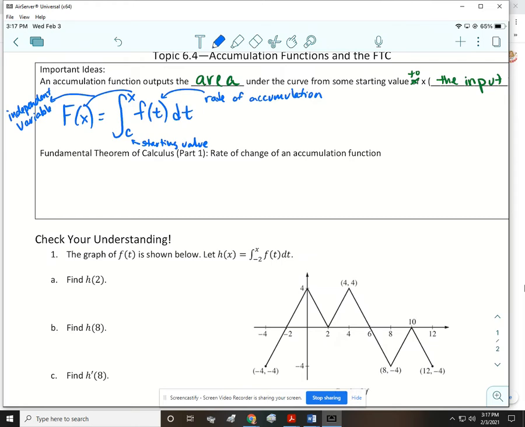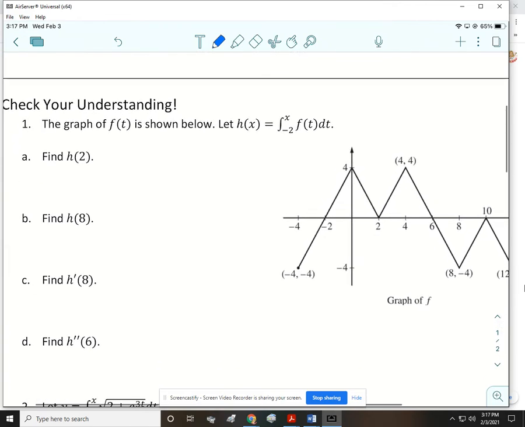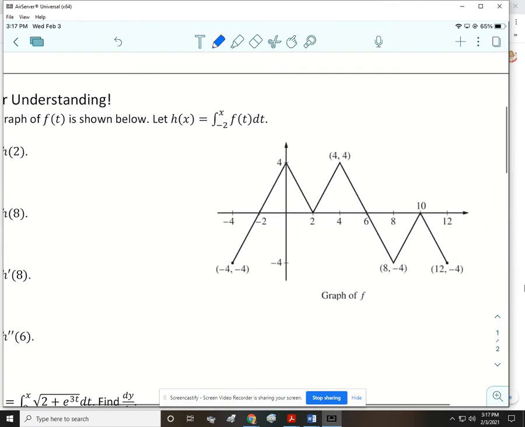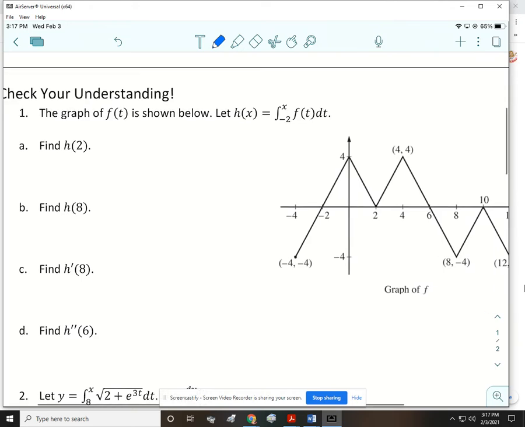Okay. So I'm going to come down and do a few problems using that formula, and then we'll talk about the fundamental theorem of calculus part 1. Okay. And so we have a graph of f of t shown. So this is a graph of f, right? And h is an accumulation function. And so h is equal to the integral from -2 to x of f of t dt. And the first problem we're going to do tells us to find h of 2.